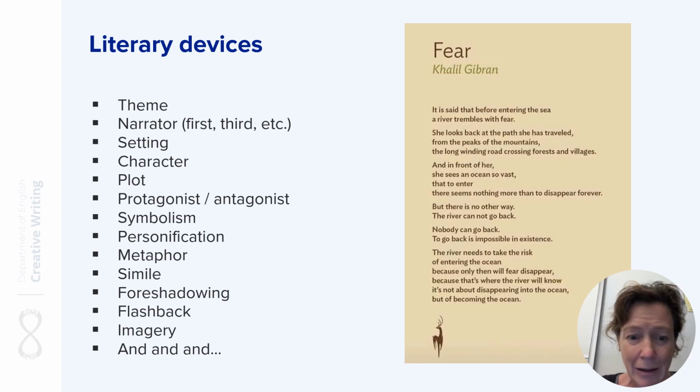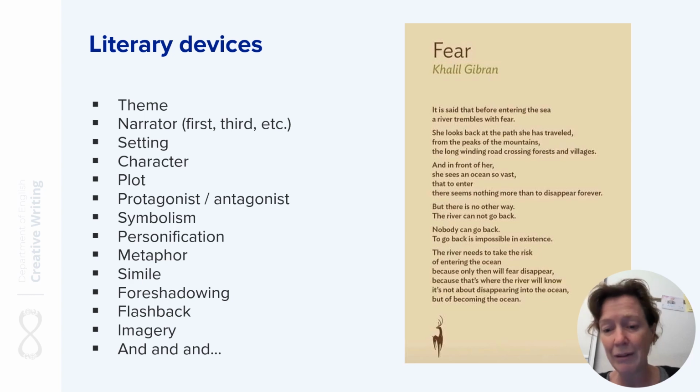Now, here we can see there's some personification. We talk about the river as she, and the river can tremble. That's a type of figurative language. All together, the river stands as a symbol of something. She looks back at the path she has travelled. Perhaps this is about the path of somebody's life.